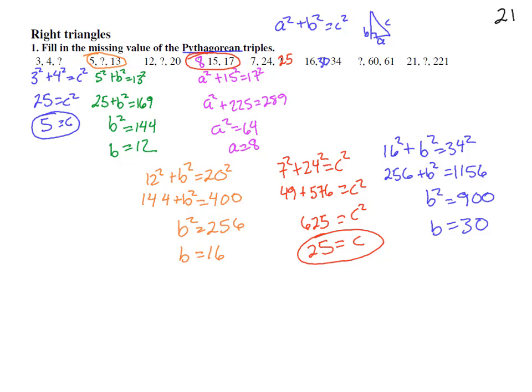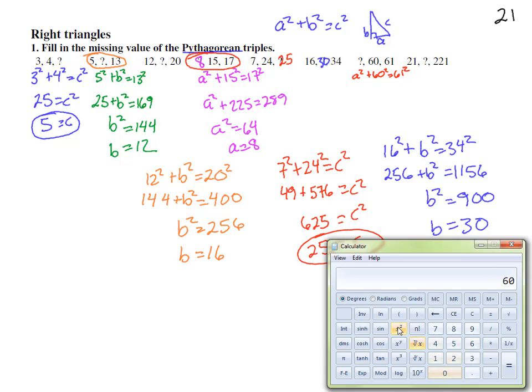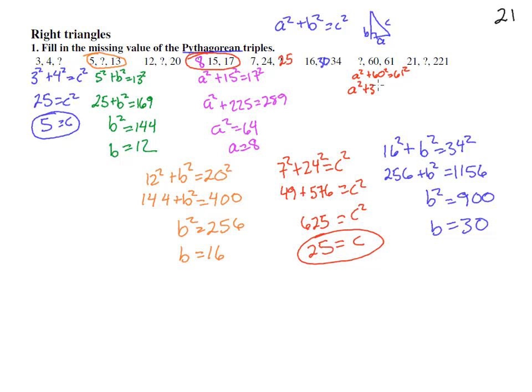Okay, these last two look like they're a bit bigger numbers. Let's see if we can do it. We have a squared plus 60 squared equals 61 squared. Let's plug those in the calculator. I don't know what those are exactly. 60 squared is 3600. Knew that one. 61 squared is 3721. So we have a squared plus 3600 equals 3721. Subtract 3600 from both sides and we get a squared equals 121. A then is 11. Oh, that's good to know.